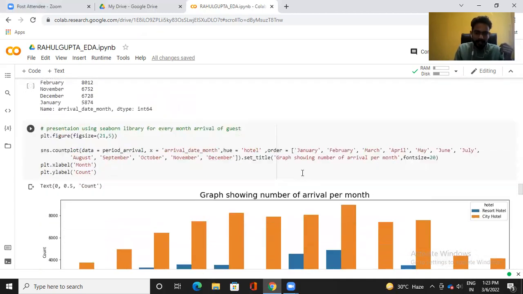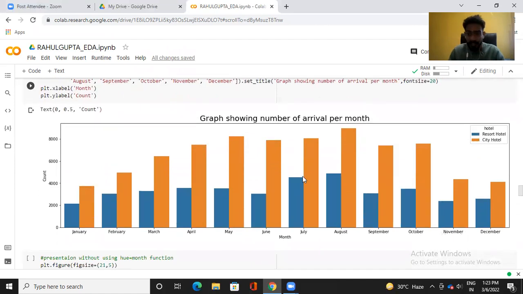Then I plotted a graph in a monthly manner, to see in which months most of the guests are coming. I found that August has the peak value, and from March, April, May, June, July to August there is an increasing trend of guests or hotel bookings.